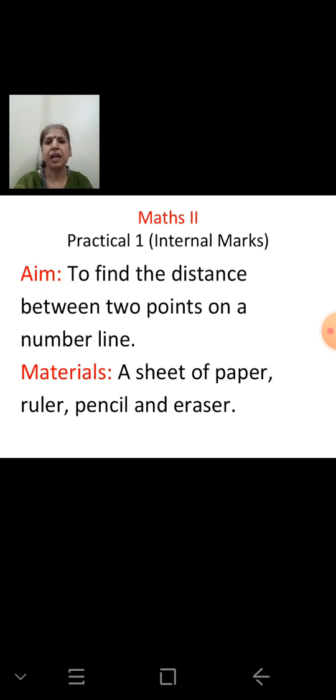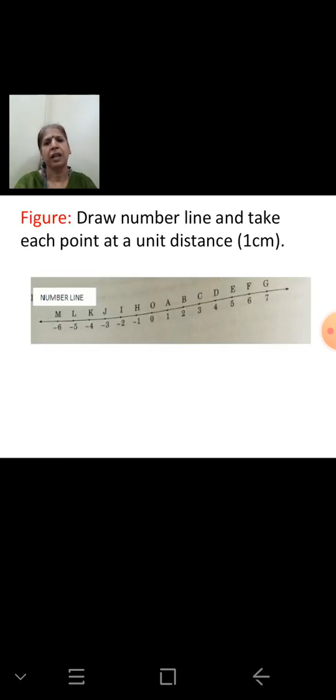Materials are a sheet of paper, that is your assignment sheet, ruler, pencil and eraser. Now here a figure is given. Draw a number line and take each point at a unit distance. So unit distance 1 centimeter. It will be easy for you to draw. So draw the given number line at a unit distance 1 centimeter.